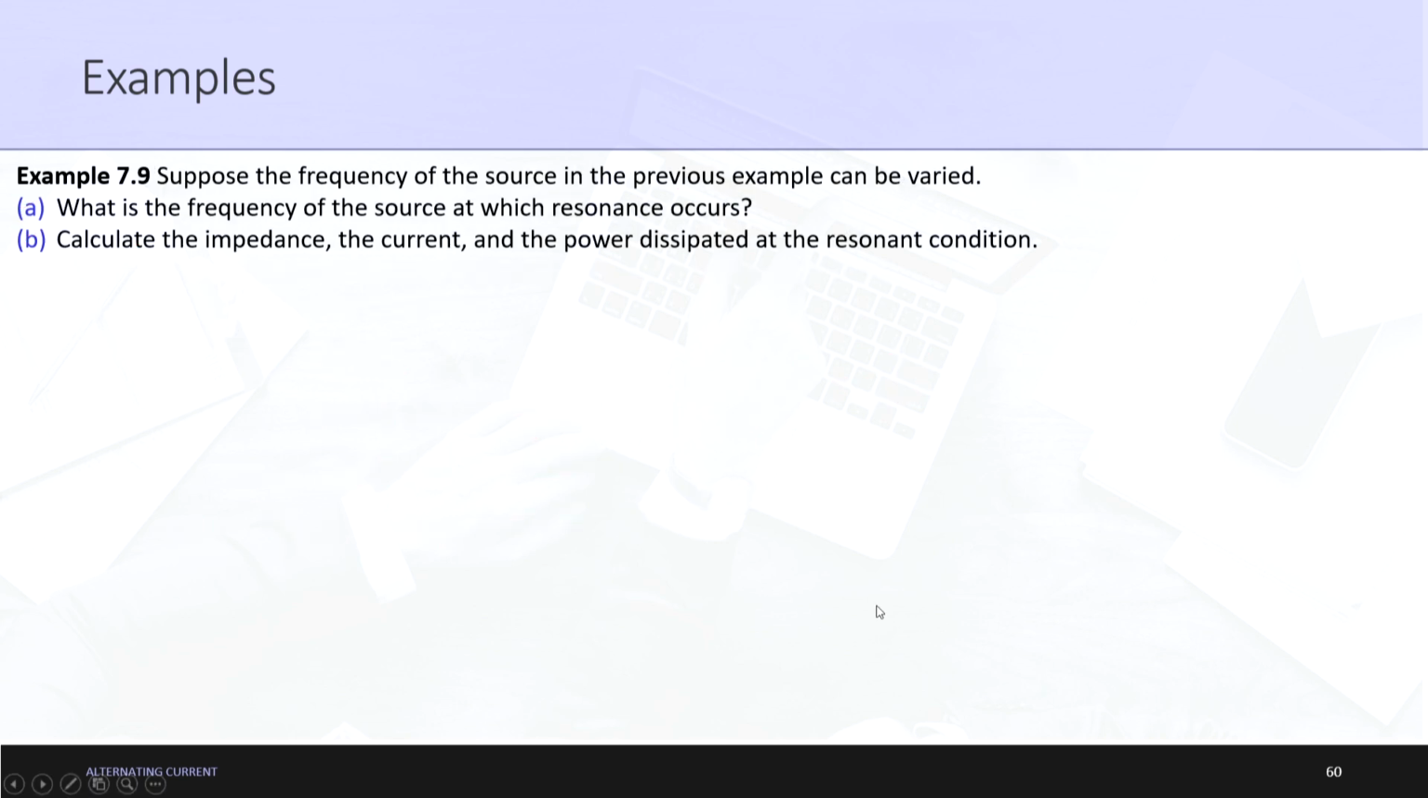Fine. Let's move on to the next question now. So listen to the question very carefully. Suppose the frequency of the source in the previous example can be varied. Okay. So we try to change the value of omega. What is the frequency of the source at which the resonance occurs? Okay. So first of all, the question asks us to calculate the value of the frequency of the source at which the resonance occurs.